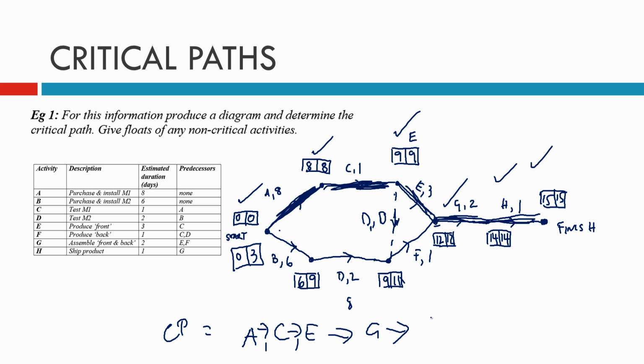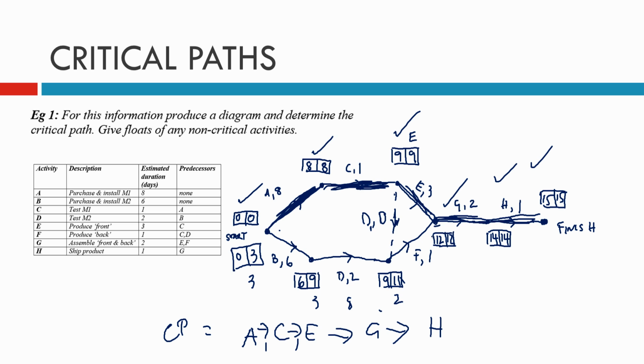And then it says, give floats of any non-critical activity. Well, the non-critical activity is B and D. We always look at it. So B, there is a difference of 3. So we've got 3 there. And D, there is a difference of, looks like 3 there. So we better put 3.